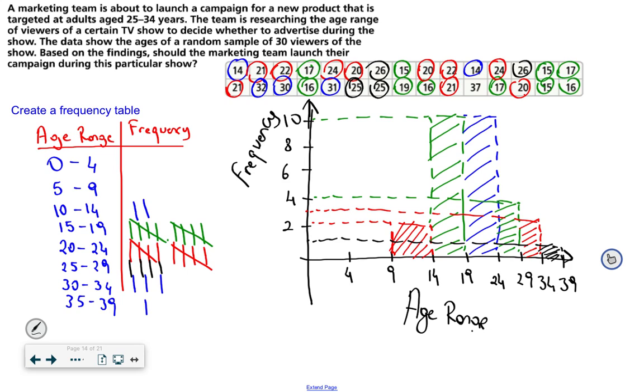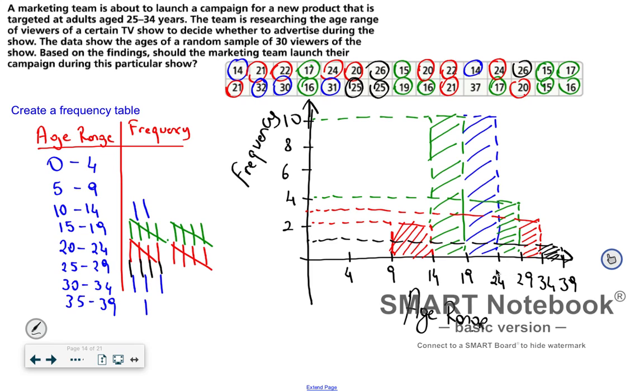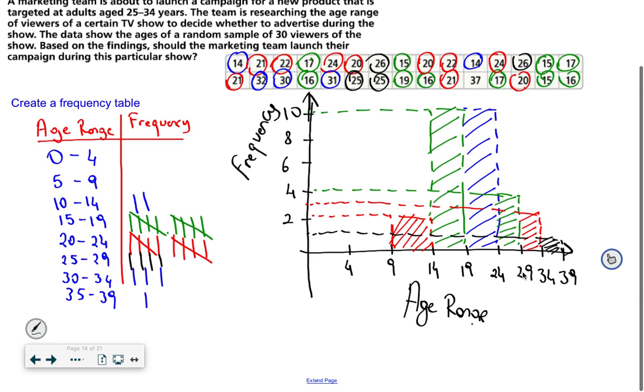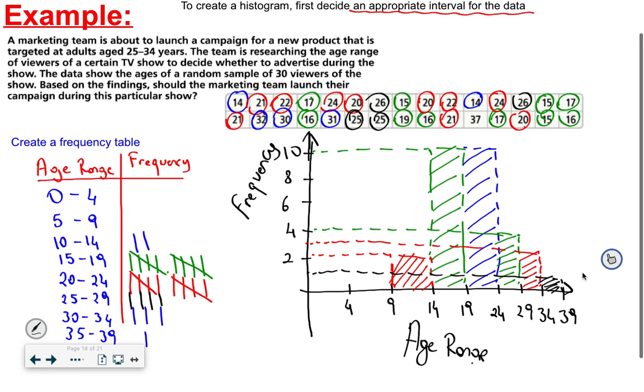So this is the histogram. As you see here, the cluster is between the range 10 to 34. So that's the reason this marketing team, based on the findings, shouldn't launch their campaign during this particular show.